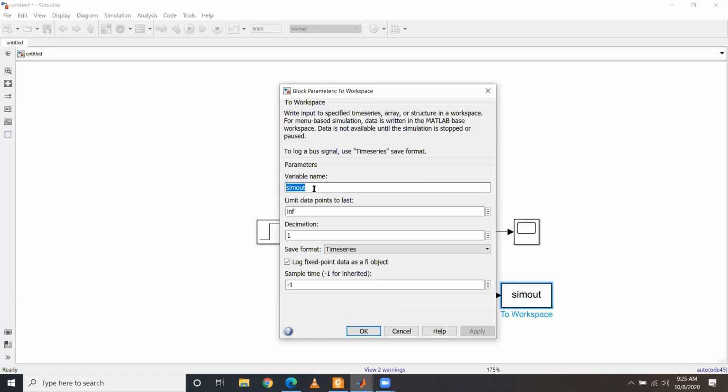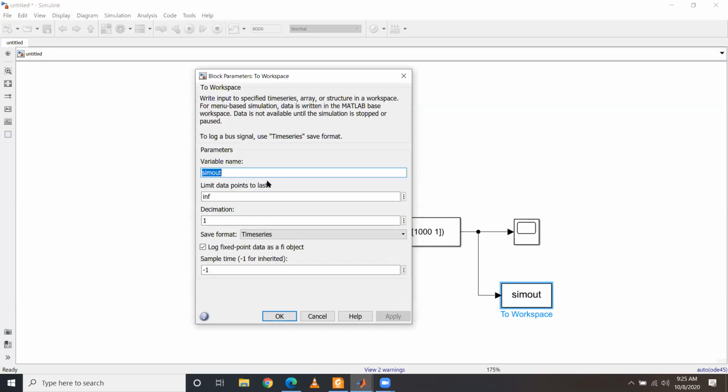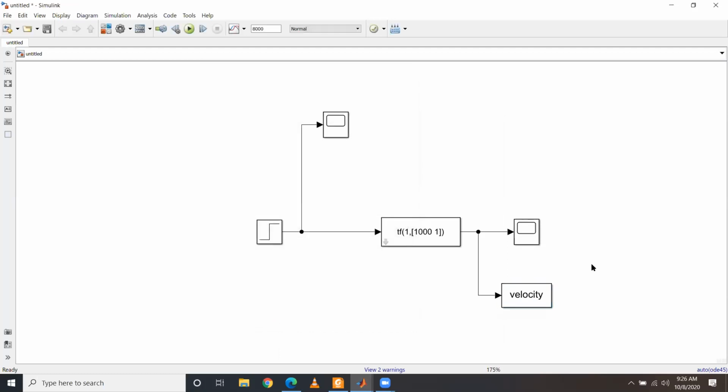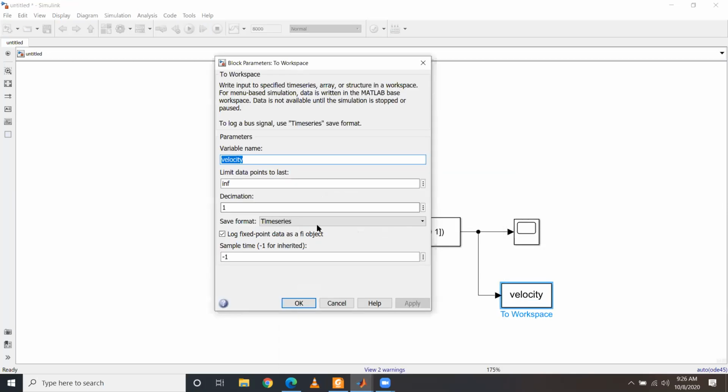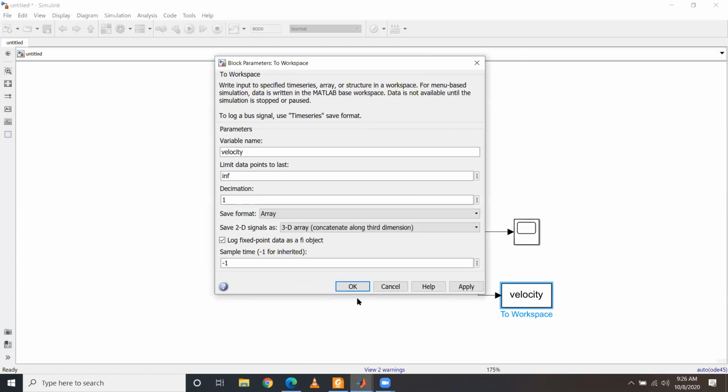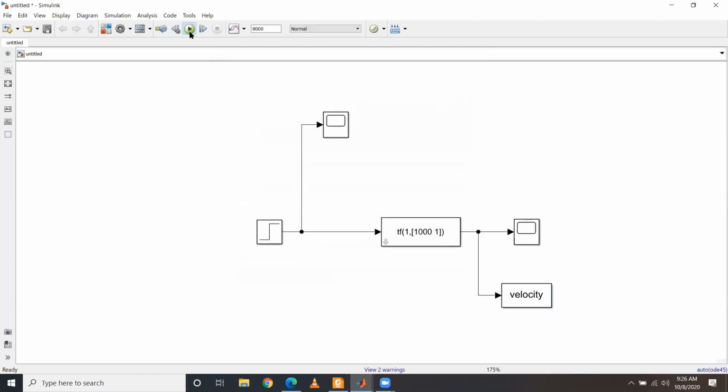Is it clear? Since we are observing the output, what is the output in this system? Velocity. Yes, velocity. So for clarity, let us name this velocity. So this is the velocity to workspace block. Another important thing, you have to define the save format. How will the data be saved in MATLAB? In today's lab, we'll only check two of them, array and structure with time. For the array save format, select array and then OK. Then run.